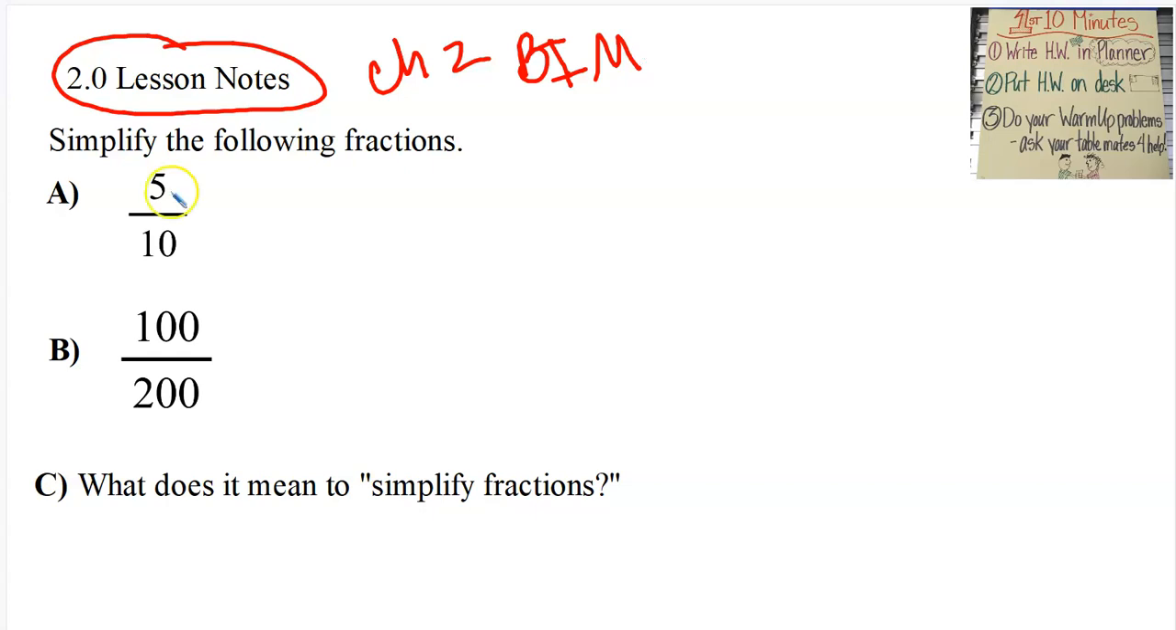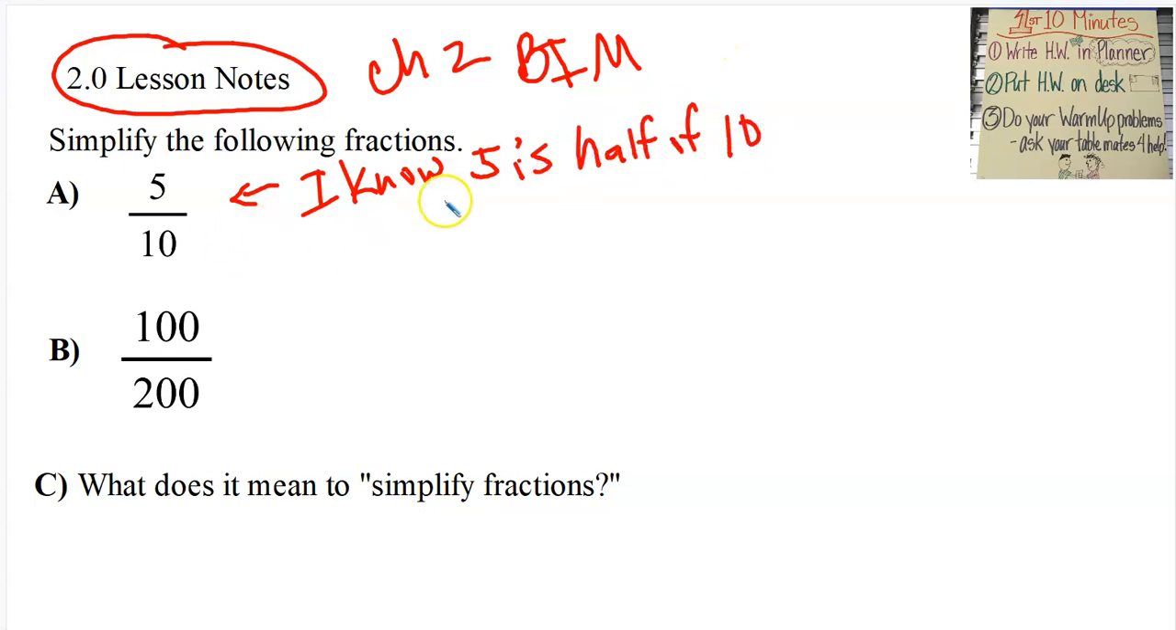So when I saw that there was 5/10, here's what I went with, what I know, right? I know 5 is half of 10. And because 5 is half of 10, I know that this fraction is equivalent to 1/2. So I didn't actually do any simplifying, right? I just used what I know about the numerator being half of the denominator.